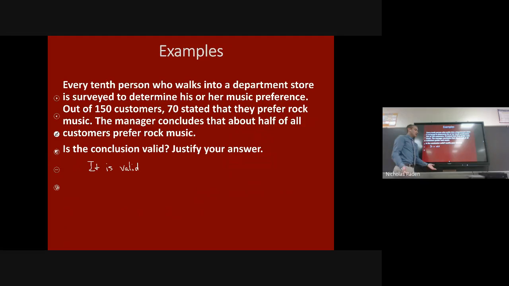Okay, and what type of sample is that? What are they doing? There is a system to it, right? Every 10th person is being questioned. And so it is valid because this is a systematic random sample. This is a systematic.